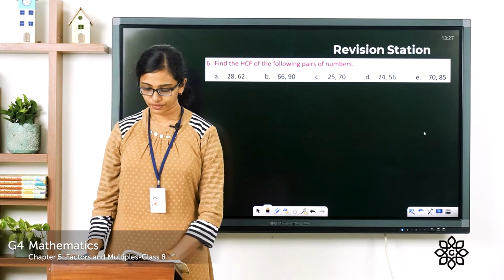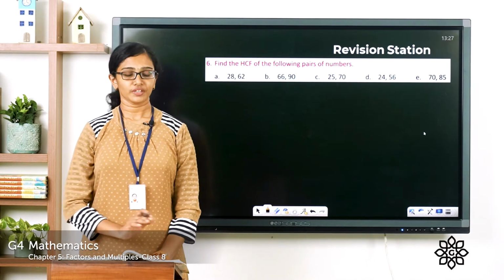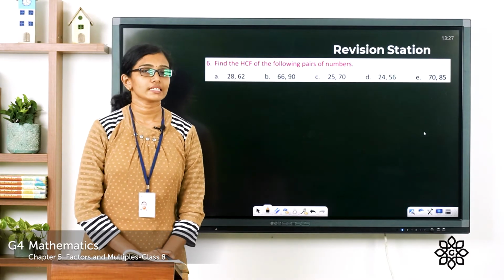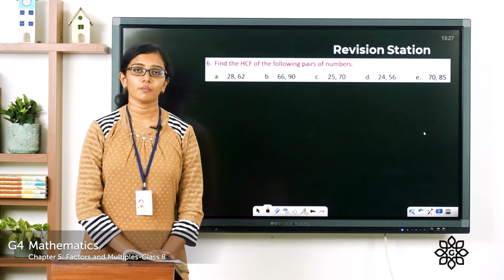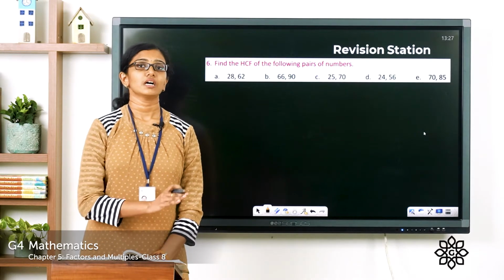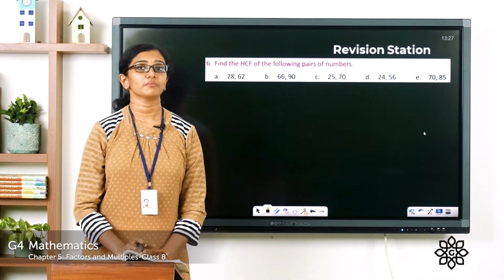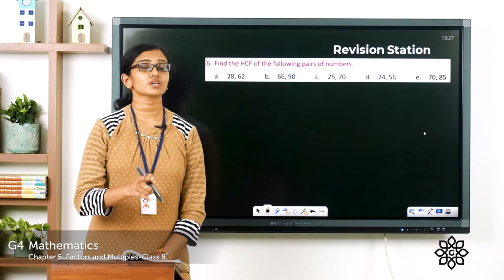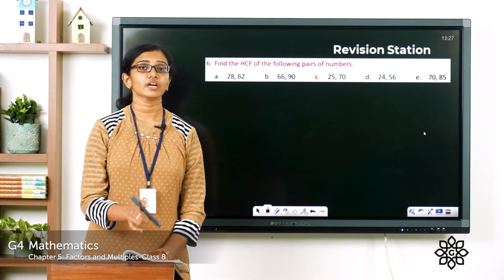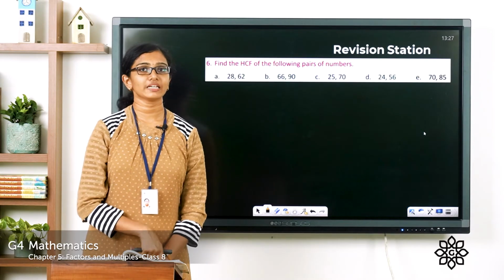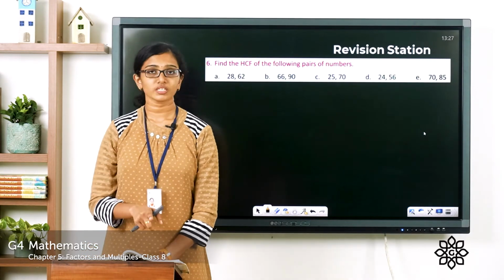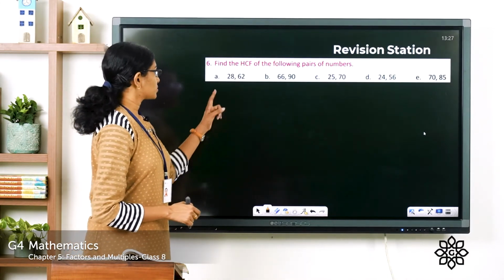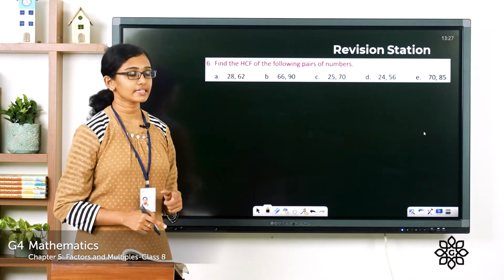Now question number 6. Find the HCF of the following pairs of numbers. The first question, A, 28 and 62. So what is HCF or the highest common factor of 2 or more numbers? HCF, or the highest common factor of 2 or more numbers, is that number or the largest common factor which will divide all the given numbers completely without any remainder. So first we have to find out the factors of the given numbers. So the numbers here are 28 and 62.